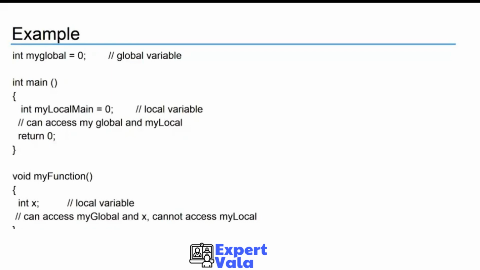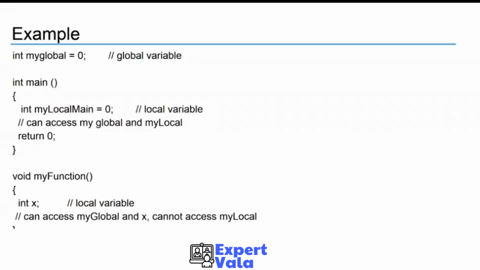We can also access x, but we cannot access my local main, because my local main is only inside the main function. We don't have access to that. If we try to write or read my local main variable inside my function, the compiler is going to give you an error.